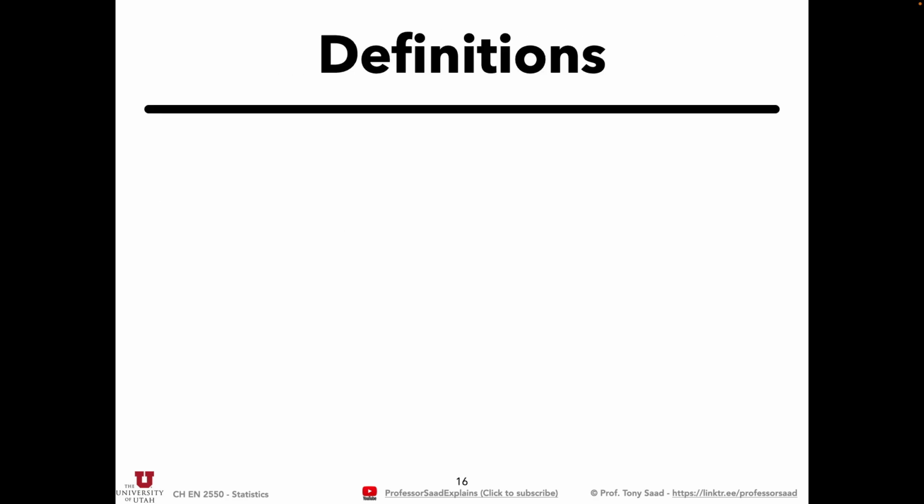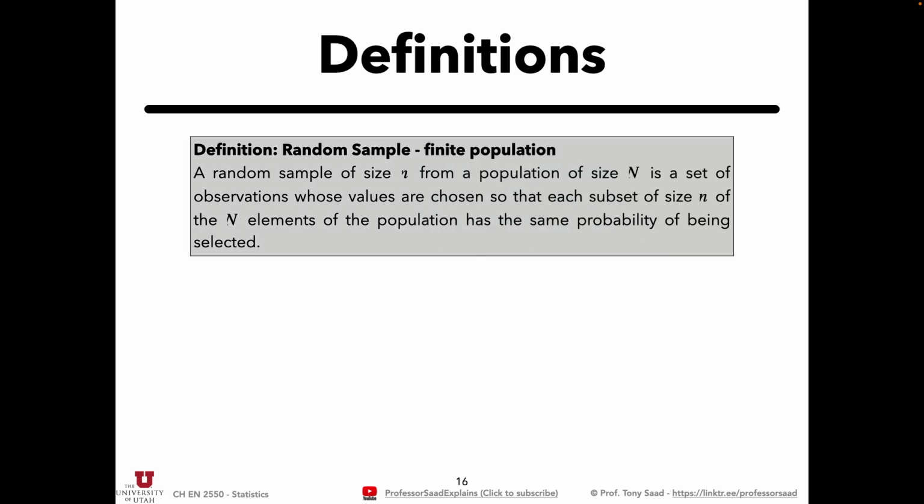All right, let's do some definitions now. We have, what, 8 minutes? A random sample from a finite population has size lowercase n, and a finite population has capital size N. It's simply a set of observations whose values are chosen so that each subset of size n has the same probability of being selected. This is the example with the die rolls: we have a population of 300, and we're sampling 40 or 30. Each one of those subsets has an equal likelihood of being chosen. That's a random sample from a finite population.